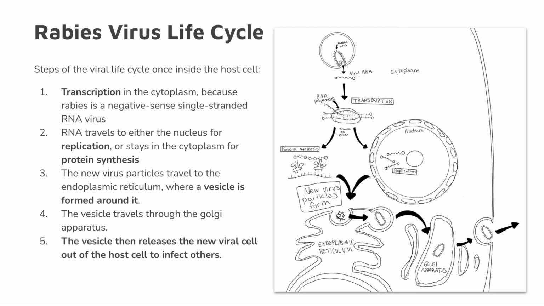The virus proteins are going to become modified a little bit, and then the vesicle is going to travel to the outer cell membrane, where it's going to deteriorate, and then the virus is going to be released into the body, where it's going to travel around and try to infect other host cells. And so, this is basically the entire process of the viral life cycle for rabies.